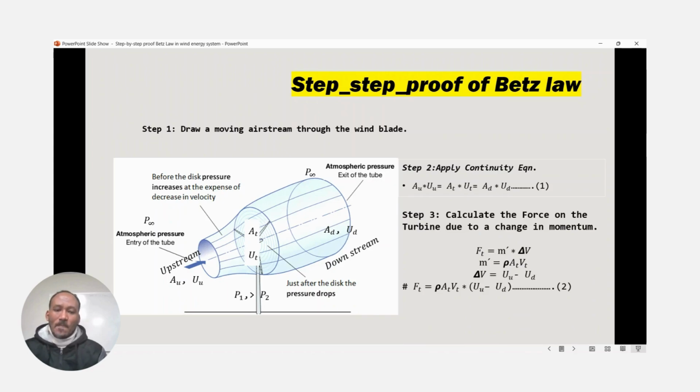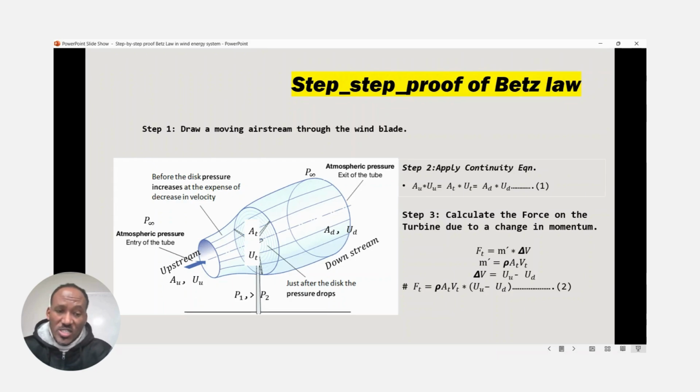Third step is calculating force on turbine due to change in momentum. So force on turbine is obtained by mass flow rate times change in velocity. Mass flow rate can be calculated from volumetric flow rate times density, which is density times area of turbine times velocity of turbine, or area of upstream times velocity of upstream, as the continuity equation works here.